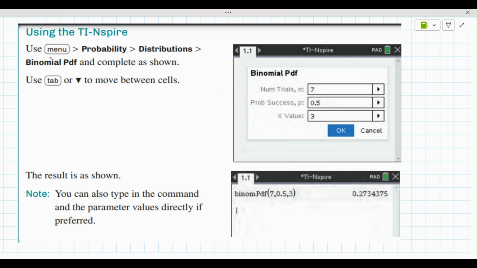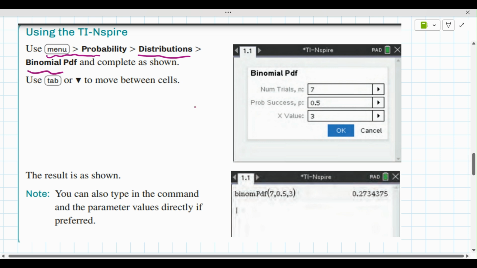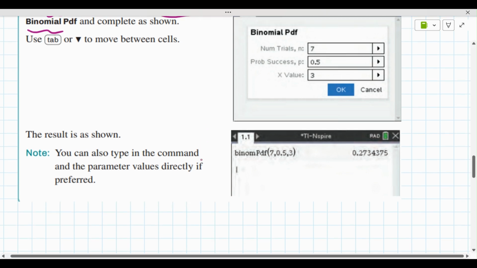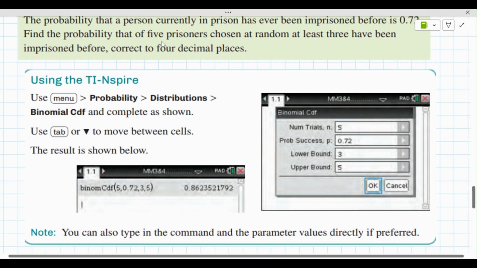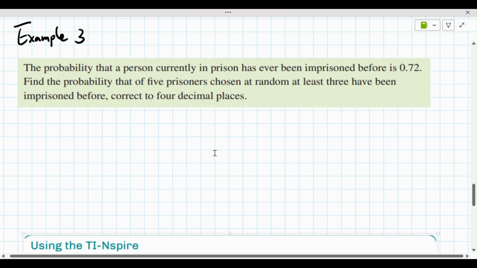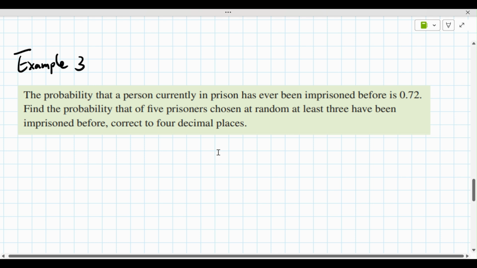So I showed you in the Class menu: probability, distribution, binomial PDF. Later on, we will do the binomial CDF, and that will show you the difference. Okay, now we talk about the CDF, and let's see what's the difference between those two.